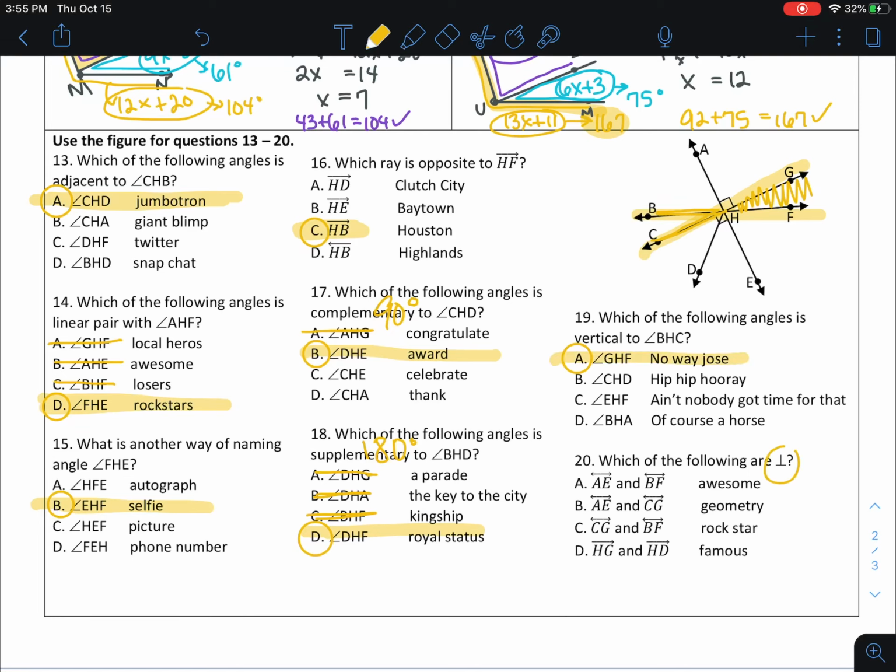Which of the following are perpendicular? Okay, let me clear that out. So let's see, AE and BF. Nope, those are not perpendicular. They don't make 90-degree angles. AE and CG. Ah, there it is. You can see that right angle right there. And that's our answer. Okay, guys, we are done.